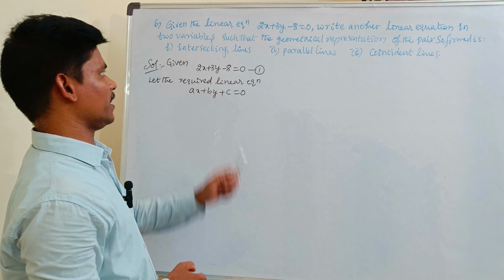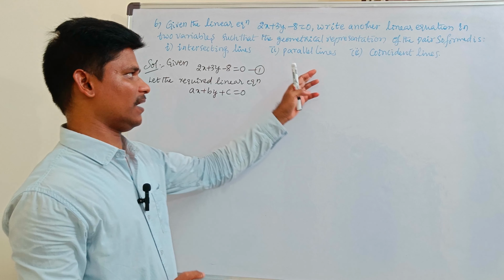Those two lines are intersecting, parallel, or coincident lines. First of all, you write the ratios of those two lines. So here the ratio is a1 by a2, equation 1 and equation 2. So on comparing the linear equations a1x plus b1y plus c1 is equal to 0, a2x plus b2y plus c2 is equal to 0.